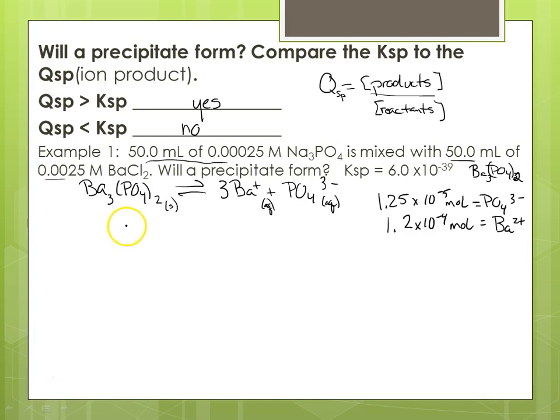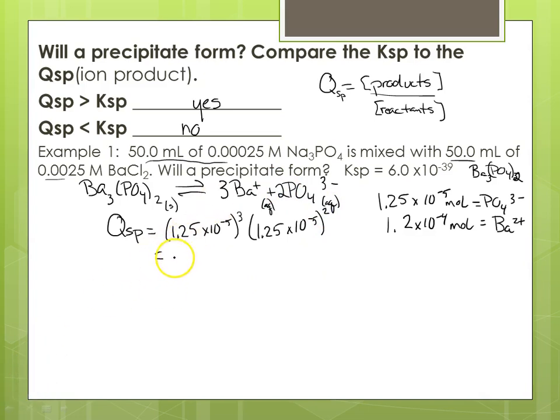Now the question is saying, will a precipitate form? I know a KSP, but I have to calculate my QSP in order to figure out if a precipitate will form. So now that I've gone ahead and calculated my moles of each of the substances, I'm going to plug that in to my QSP expression and see what I come up with. So this is 10 to the -5th, and I want the 2 there. I'm going to go ahead and square that.